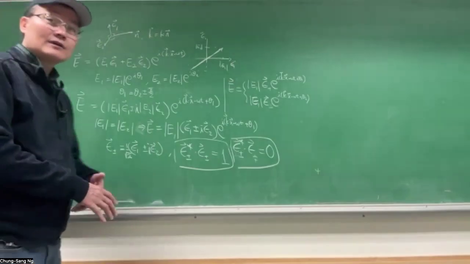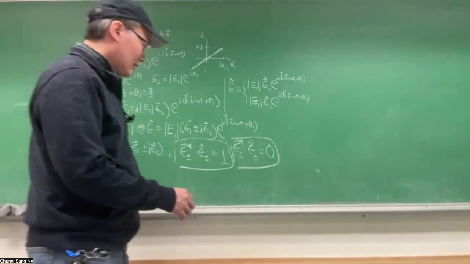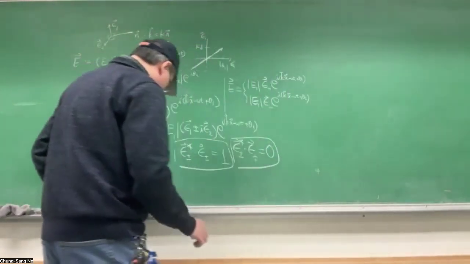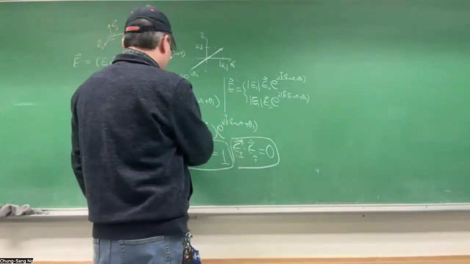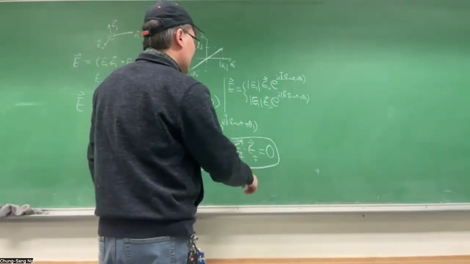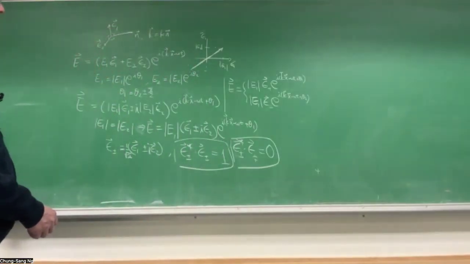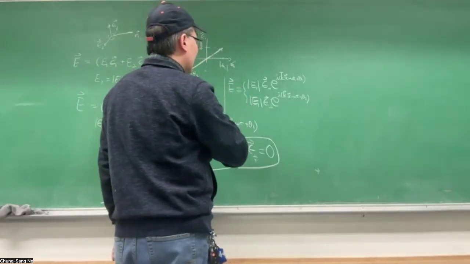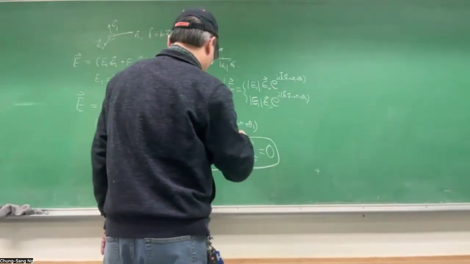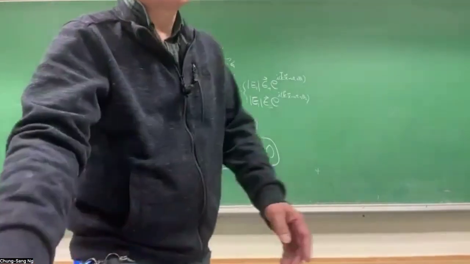So now we want to see why this is circularly polarized, and how to sense the polarization for these two cases, epsilon plus and epsilon minus. Okay, so to do that, we need to go back to the real electric field and look at how the field changes. Okay, and let's move a little bit over here.